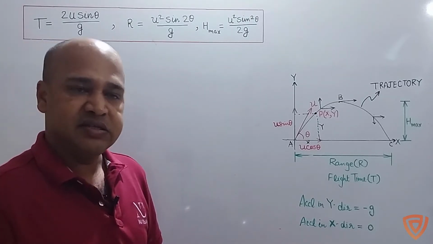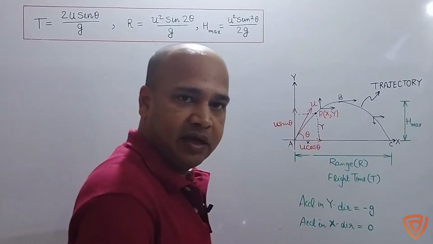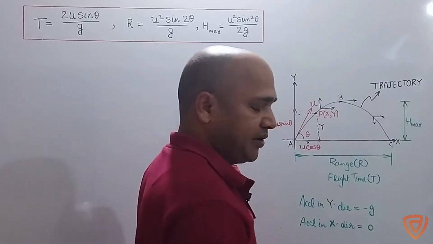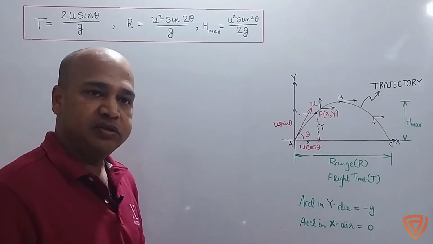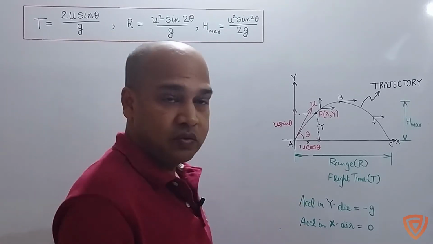Now the last thing about the projectile motion is the equation of trajectory. As I told you in the beginning, this path is known as the trajectory of the projectile. So to derive the equation of trajectory, we have to find the locus. We all know what is locus.